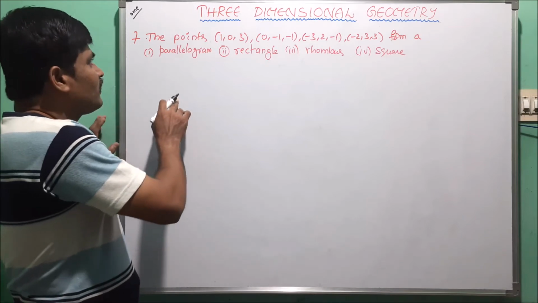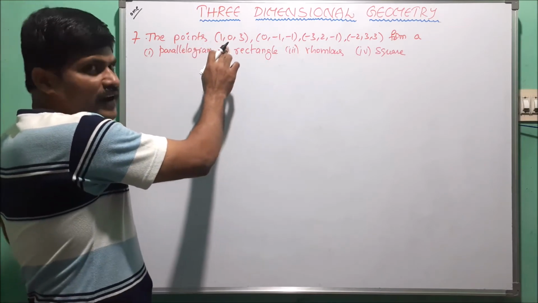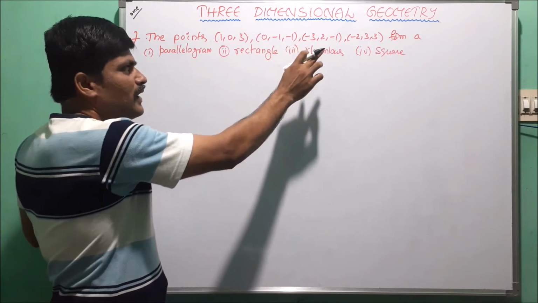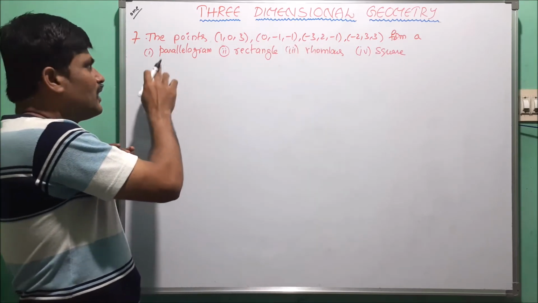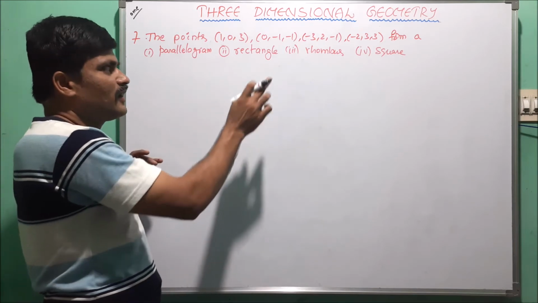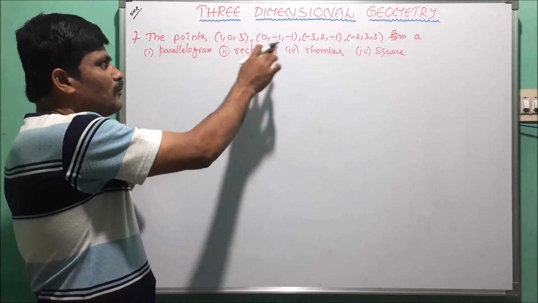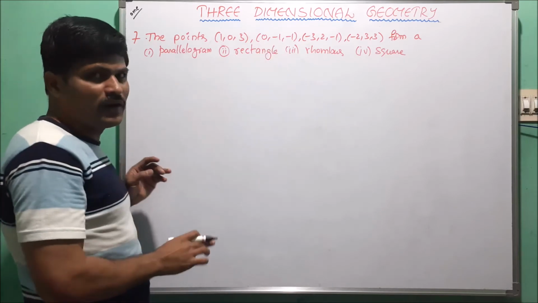Now the next one is: the points 1, 0, 3, 0, minus 1, minus 1 and minus 3, 2, minus 1, minus 2, 3, 3 form a parallelogram, rectangle, rhombus or square. In the given options, which option is the right answer? Now the given points form which polygon?